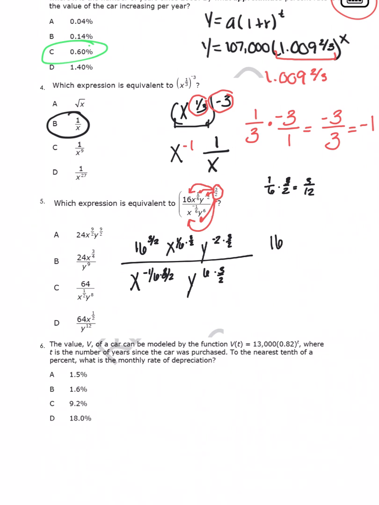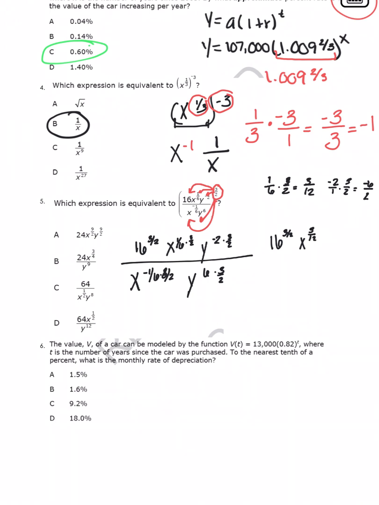So 16 to the 3/2. I'm going to leave that there just for a second. So then we would have x to the 3/12 power. And then we have -2 times 3/2. And that gives us -6/2, which would be -3.